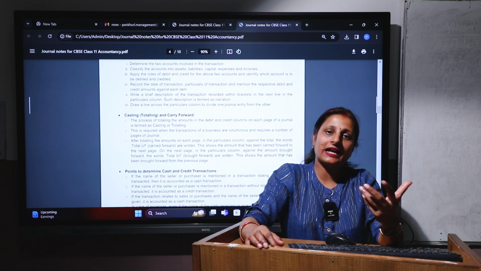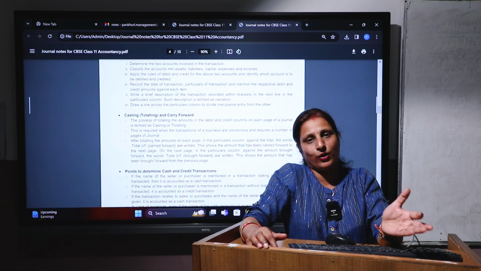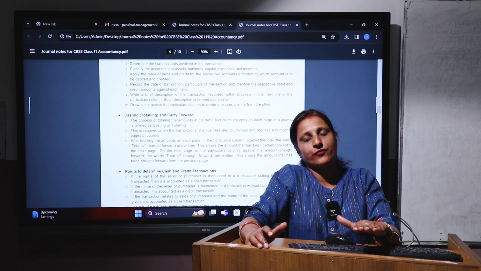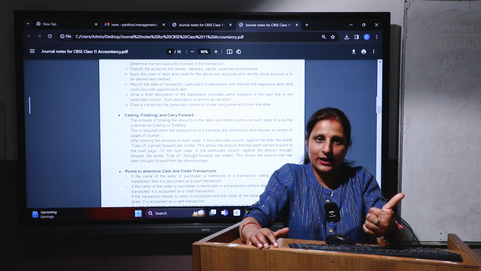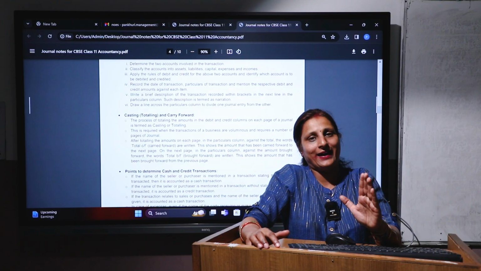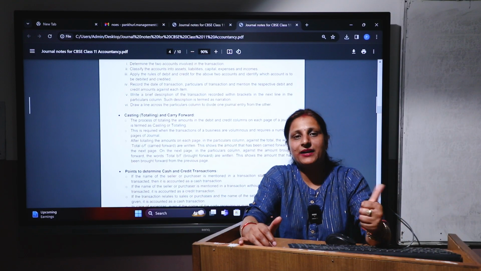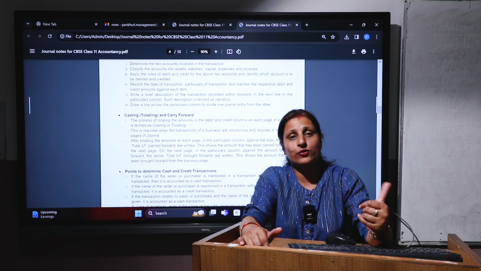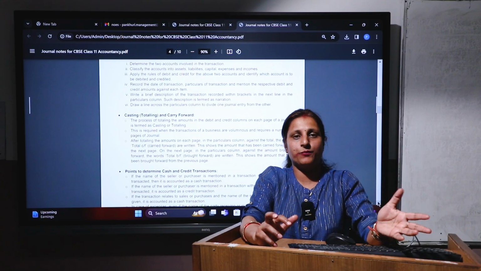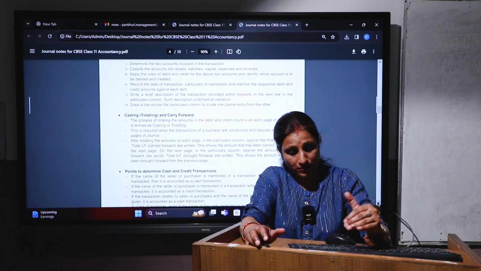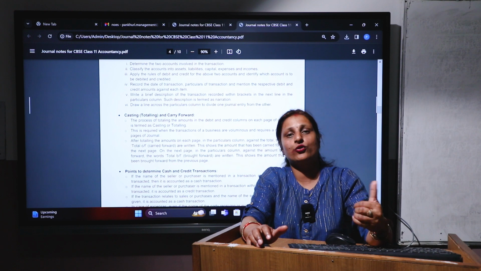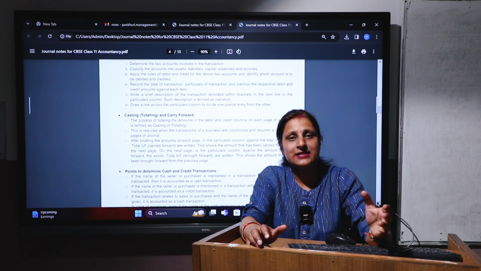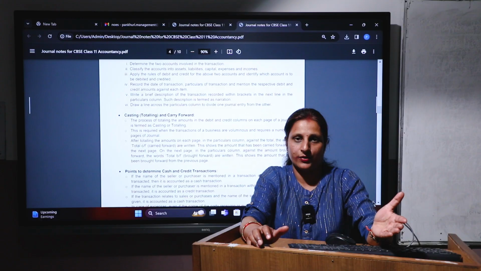So we prepare separate accounts for all the entries, and then we record similar types of entries in one particular account, so that it becomes very easy to identify. If I want the purchase entries, they will be in one book; if I want the sales entries, they will be in one book; if I want the cash entries, they will be in one book. So it becomes very easy for me to identify, check, or record the entries, and to know which entry is in which book.